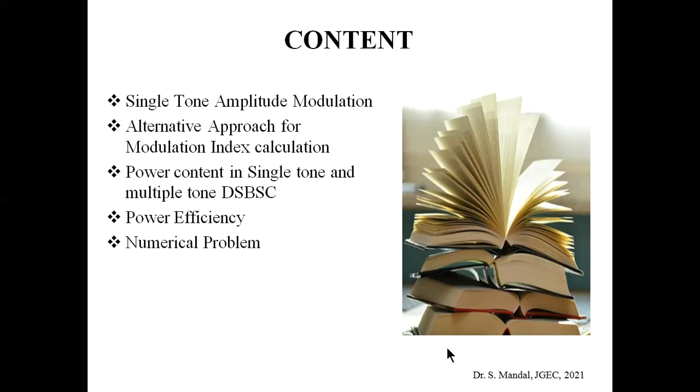Now, in this class, we shall discuss single tone amplitude modulation, and we shall also discuss an alternative approach to calculate the modulation index. We already know that modulation index has been defined as the ratio of the maximum amplitude of the message signal to the maximum amplitude of the carrier signal. Now, without using this formula, we can easily calculate the modulation index by simply observing the modulated wave, which will be discussed in this class.